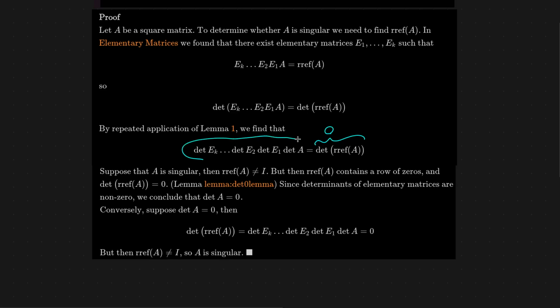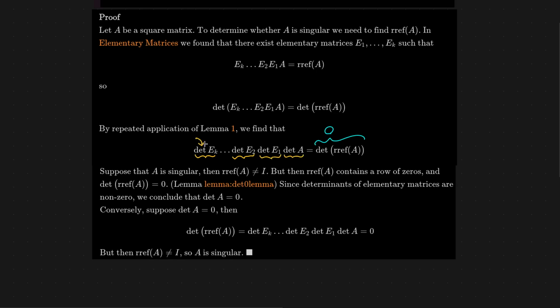Now on this side, we have a product of a bunch of determinants that is equal to 0. Remember, if you multiply two things together and you get 0, one of those things has to be 0. If I take two numbers A and B and I multiply to get 0, either A has to be 0 or B has to be 0, or potentially both. Okay? So that means because the product on the right-hand side is 0, one of these determinants has to be 0.